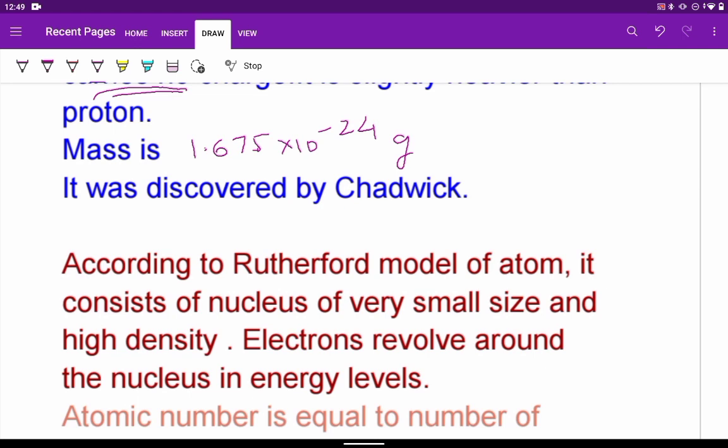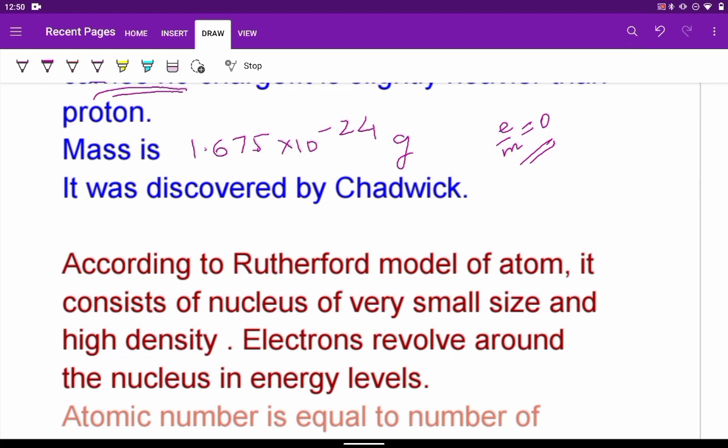For the neutron, e by m value is 0. It's important, may come. For a neutron, e by m value is equal to 0.